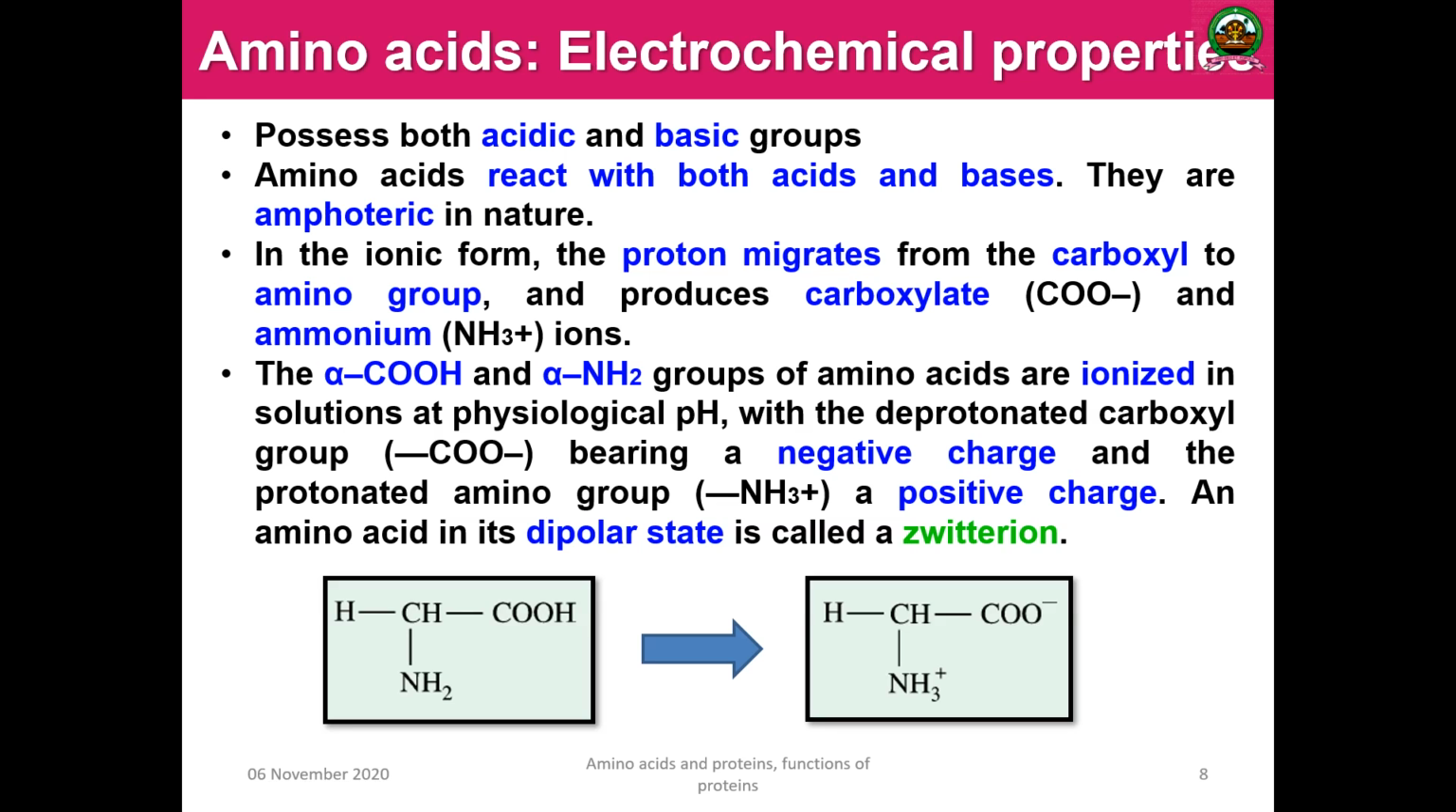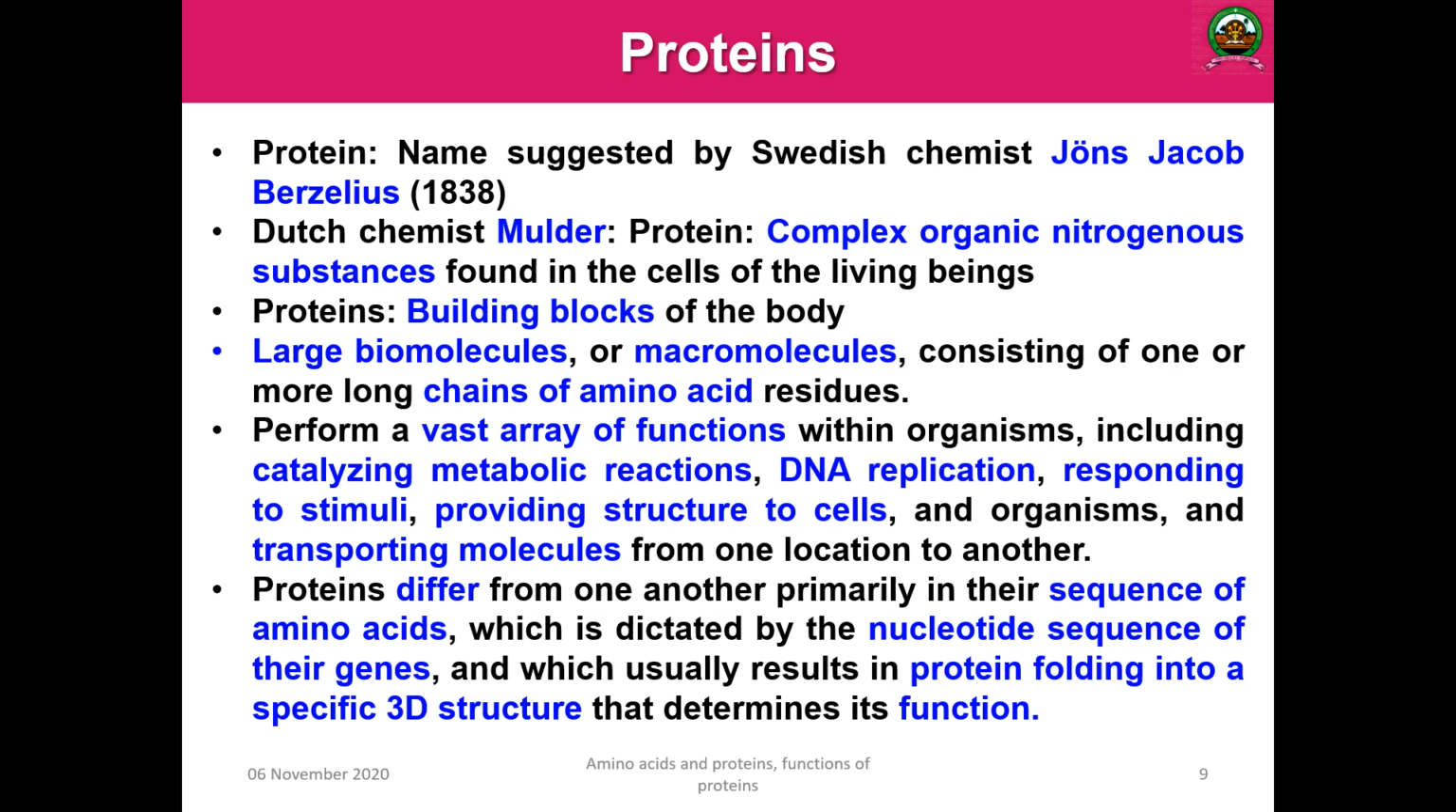So amino acids are able to do electrochemical exchange, the positive and negative charge they will be able to exchange, and they are able to exist in the form of both the positively and negatively charged ion. The compound has both the ionic forms in the same structure. That is very important. So these are the basics about amino acids.